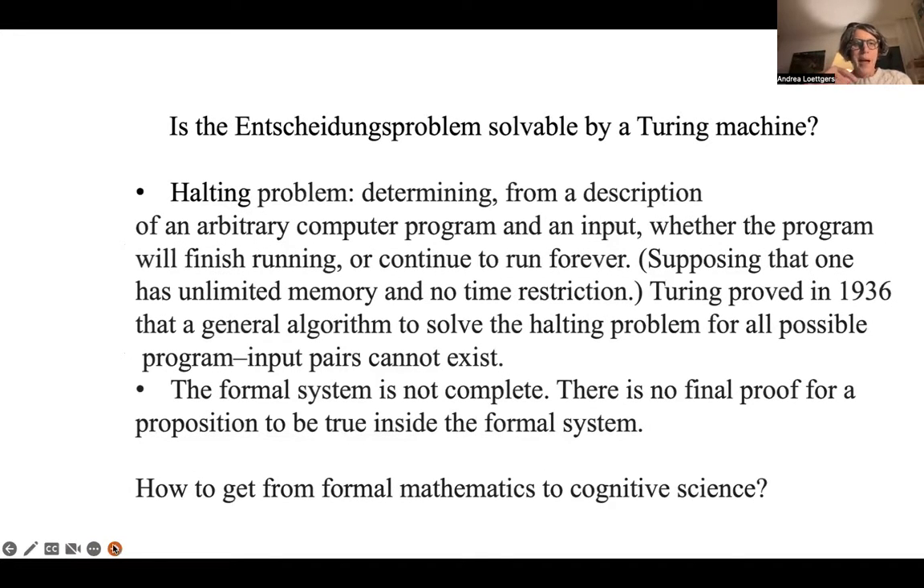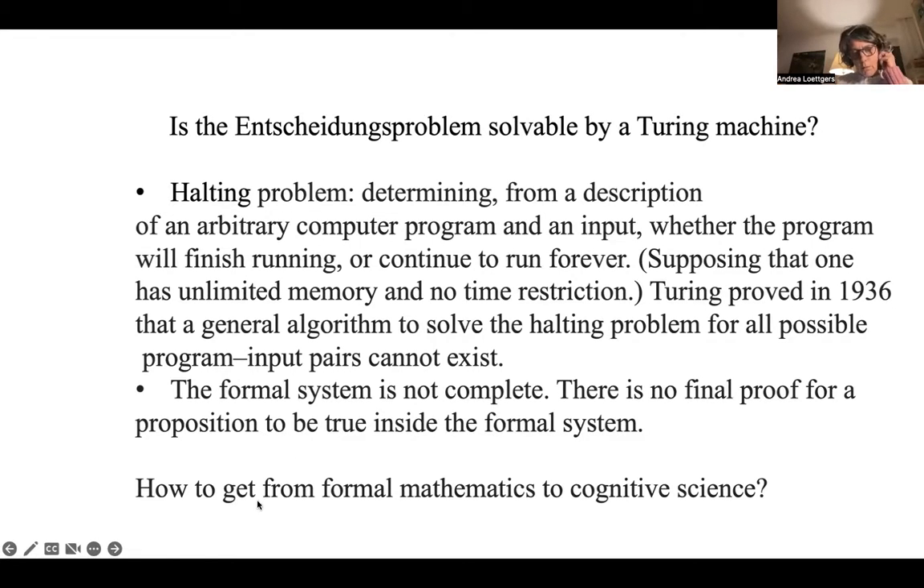To show whether this Entscheidungsproblem was solvable by the Turing machine, Turing had to solve what is called the halting problem, which means you have two Turing machines, and one Turing machine is going through the problem, and the other Turing machine would give a halt at some point when the problem is solved. Because this doesn't exist, there is no way to make these decisions in the system. Because the string is endless, the machine would go on for endless time. So there is nothing that would put it to a halt. And then the question at this point was how to get from formal mathematics to cognitive science.